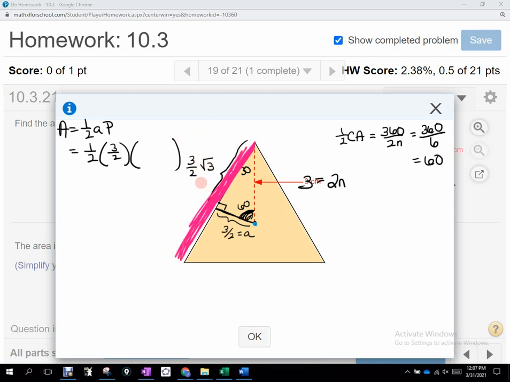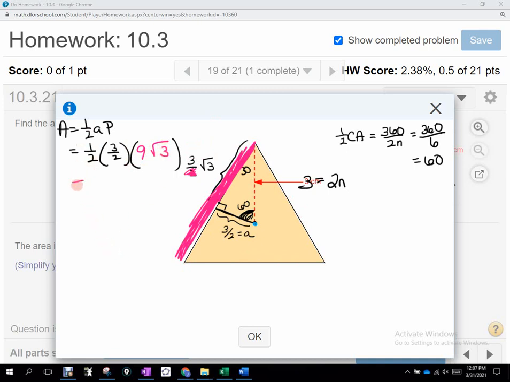What do I do with that to get that distance? Times it by 2. And when I times it by 2, it's just going to make that 2 disappear, right? So it's going to be 3 radical 3. And then what do I do with that number to get the whole perimeter? Times it by 3 again, so I get 9 radical 3.